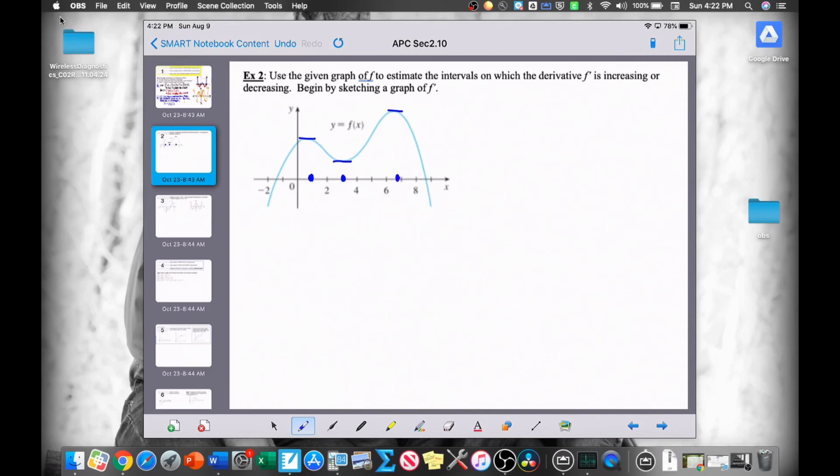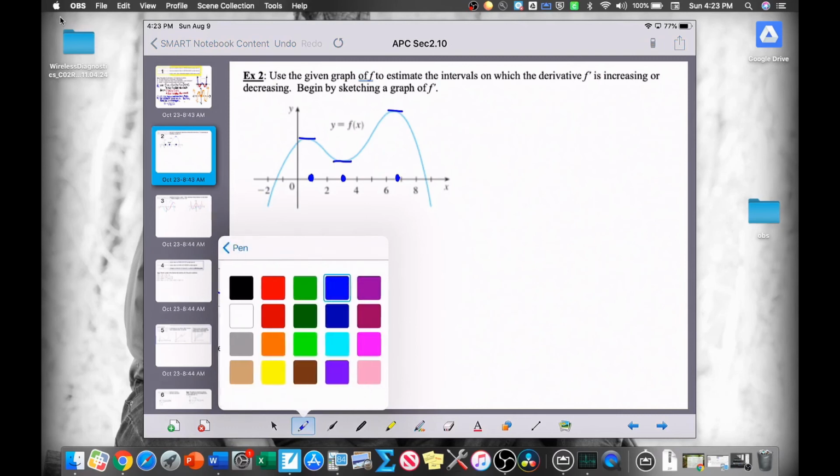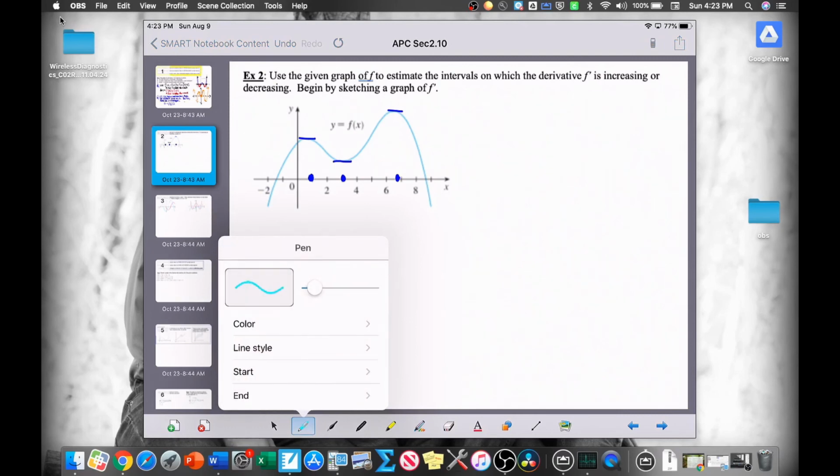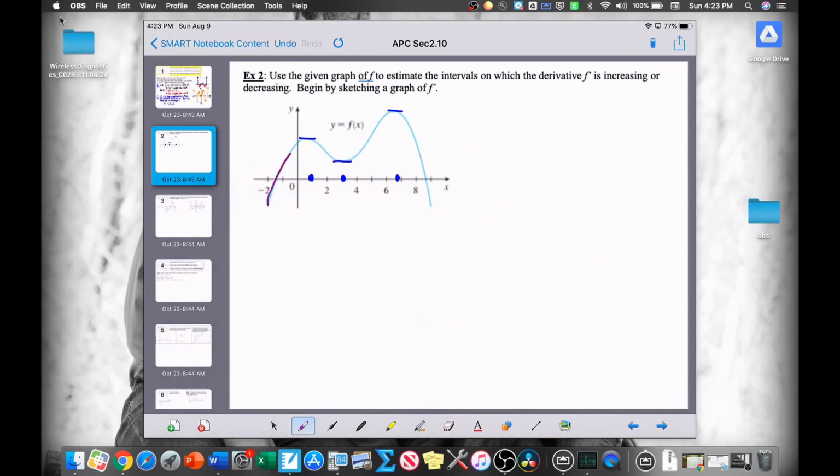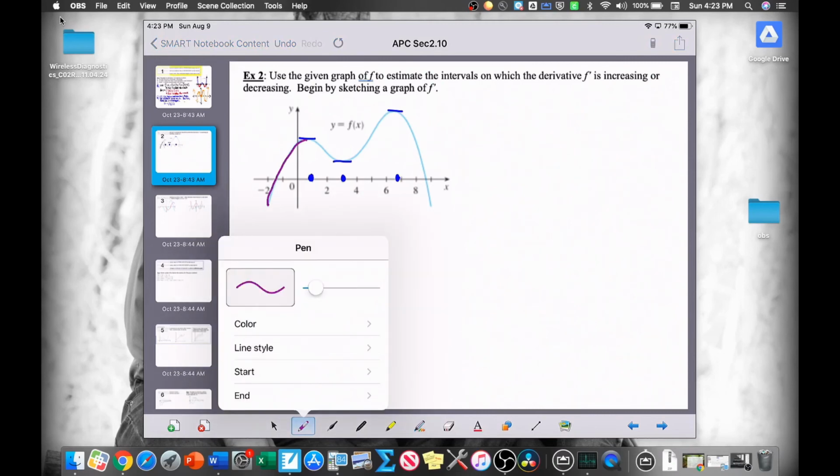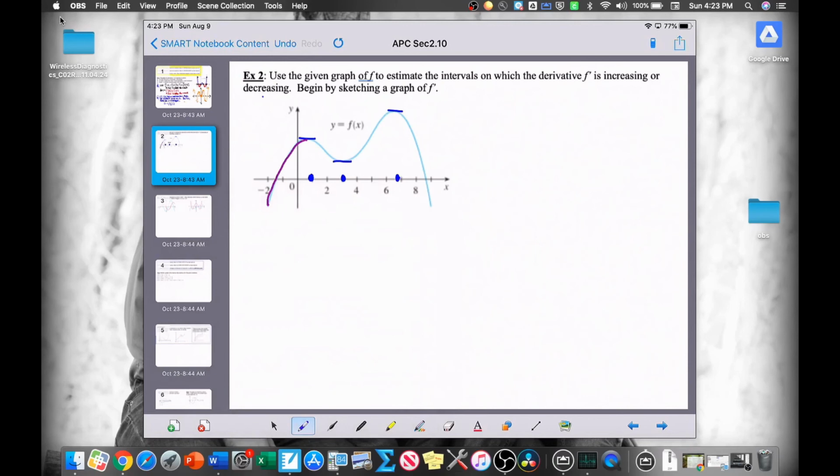And I know that on my original function f of x, from about -2 up to about x equals 1, my function is increasing, right? The graph of f of x is going up from left to right, increasing, which means that my derivative needs to be above the x-axis. So my derivative has to come down and do something like that.